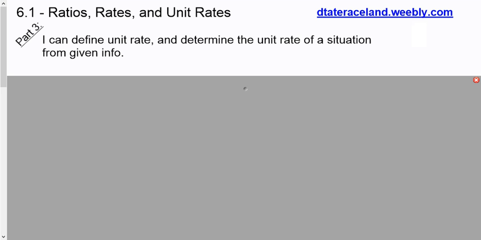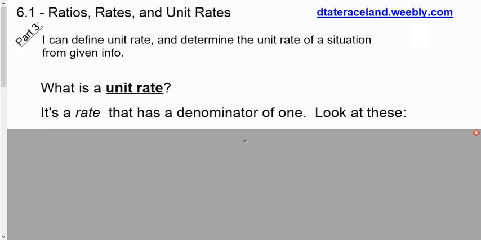Last lesson of 6.1. Basically, we're going to focus on unit rates today. So you need to be able to tell me what in the world is a unit rate. And you also need to be able to figure out what that unit rate is, no matter how that information is presented to you. So let's get straight on to it.